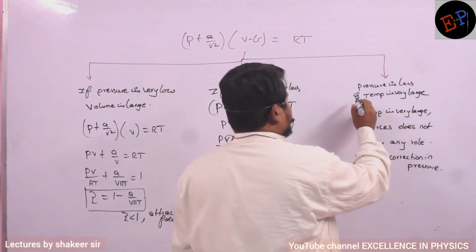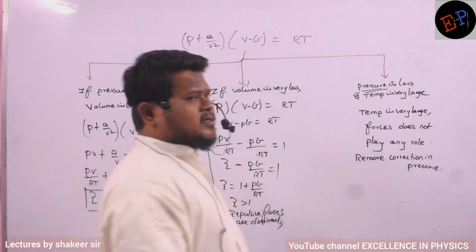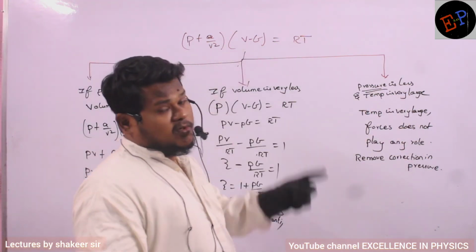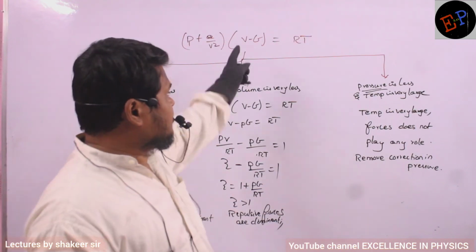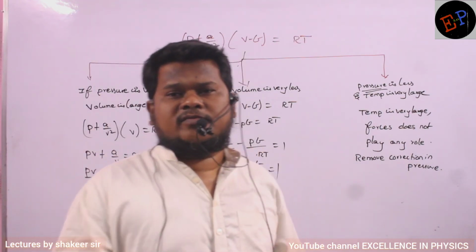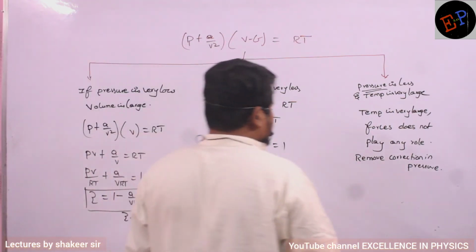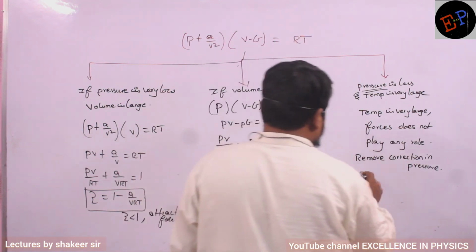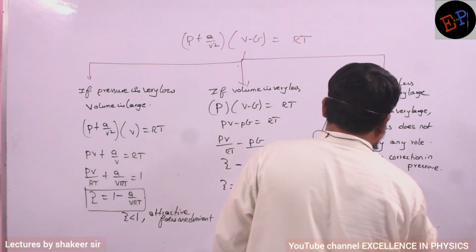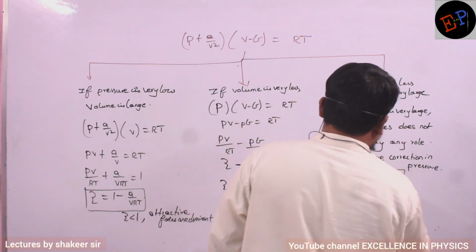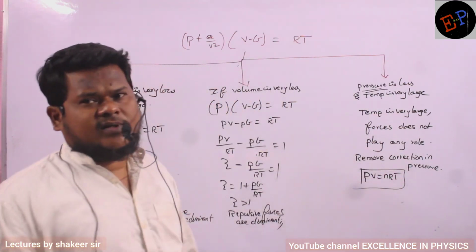Similarly, we are also saying that pressure is very less. Pressure can be very less only when volume is very large. So again you can remove the correction term in the case of volume. If you remove the correction term in the case of volume, then I will get PV = nRT. This is definitely the equation of an ideal gas.